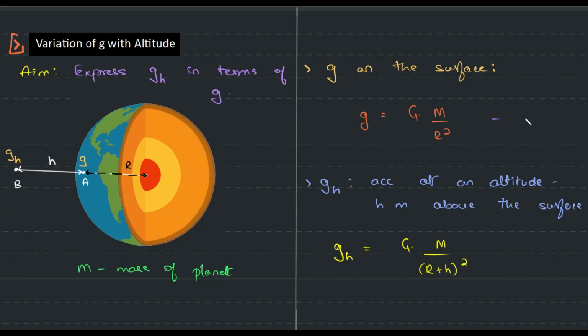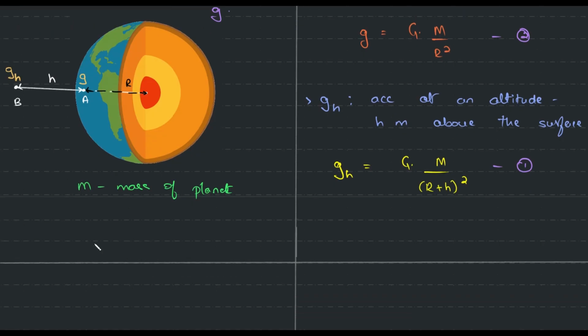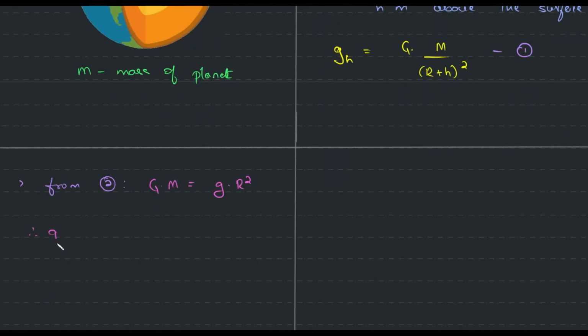So one thing that we can directly do is, if I call this as 2 and 1, I need to relate this to that. It's a very simple, straightforward thing. So from 2, I can rewrite GM as small g r square. And then your gh turns out to be g r square times 1 by r plus h the whole square. A bit neater.